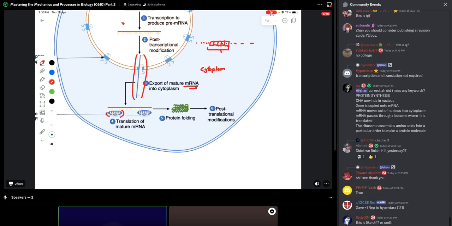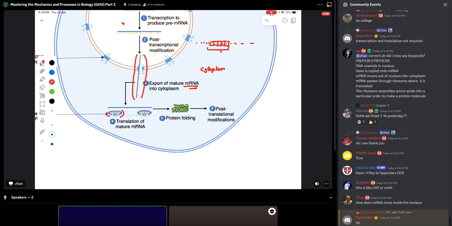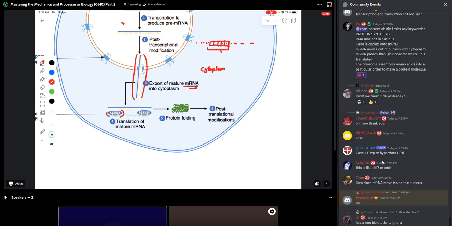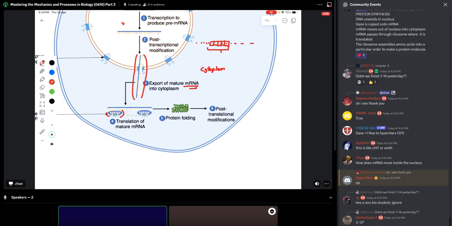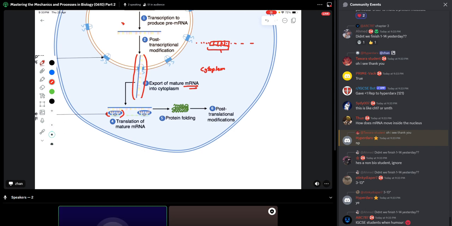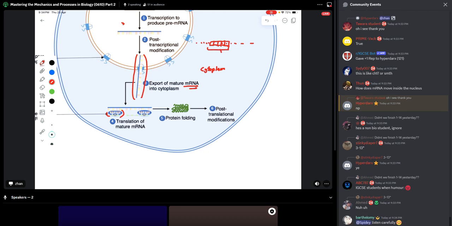DNA unwinds in the nucleus. A gene is copied to mRNA. mRNA moves out into the cytoplasm. Yes, that's correct. How does mRNA move out of the nucleus? The DNA in the nucleus will produce the mRNA. The DNA is transcribed to mRNA, and the mRNA takes the copy of the gene and moves out from the nucleus, then to the cytoplasm. That's it.